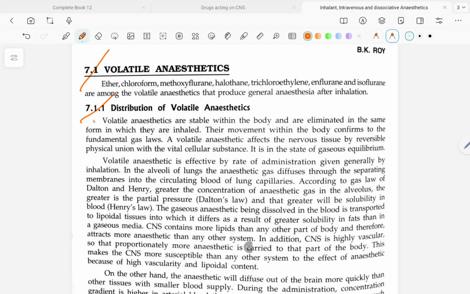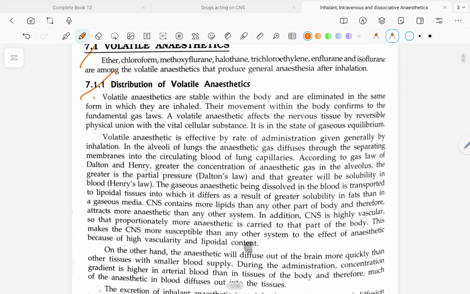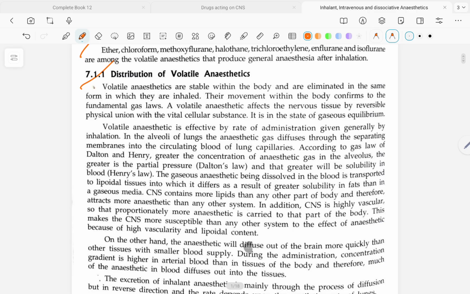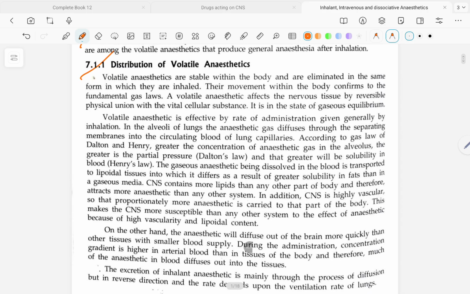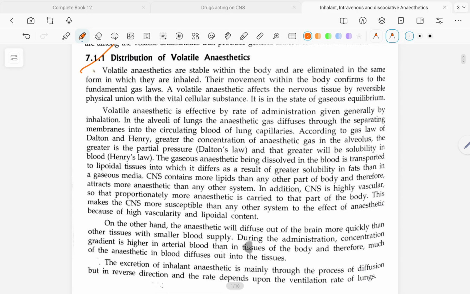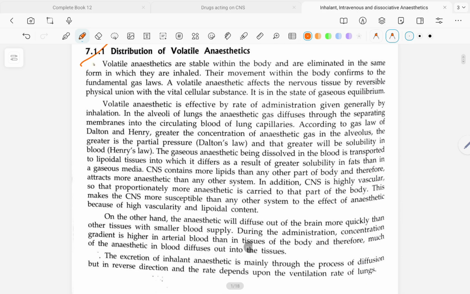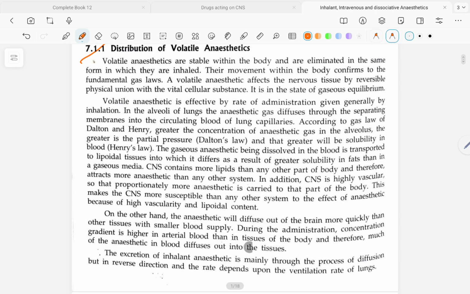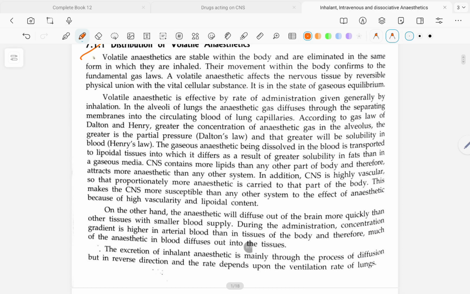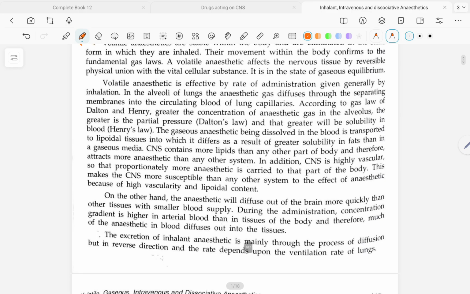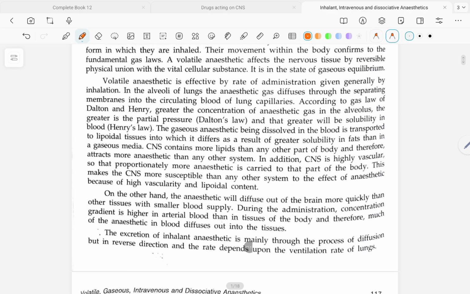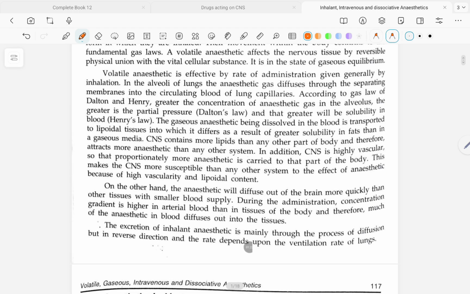Distribution of volatile anesthetics. Volatile anesthetics are stable within the body and are eliminated in the same form in which they are inhaled. Their movement within the body conforms to the fundamental gas law. A volatile anesthetic affects the nervous tissue by reversible physical union with the vital cellular substance. It is in the state of gaseous equilibrium. Volatile anesthetic is effective by rate of administration, given generally by inhalation.